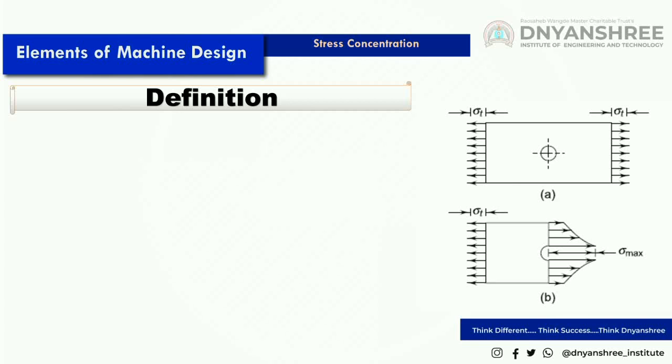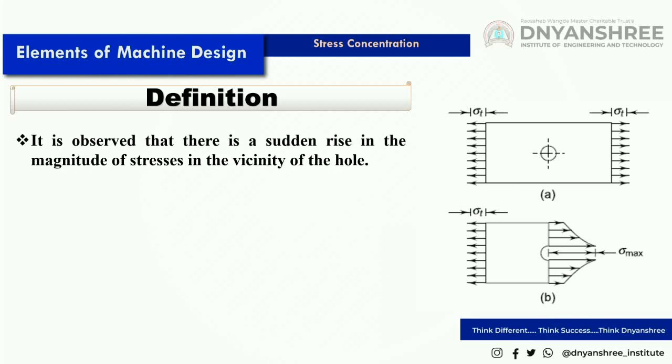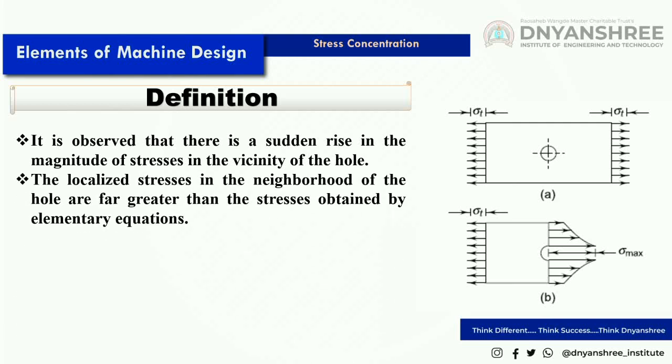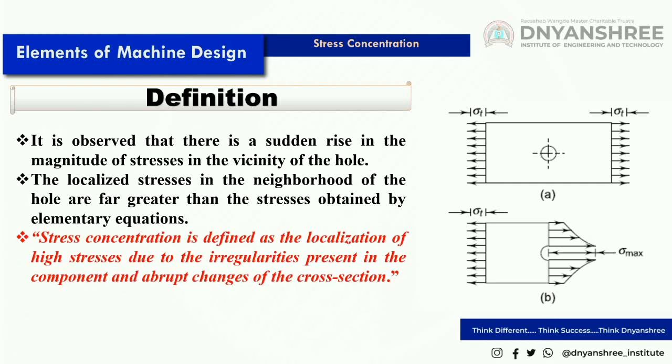So let us see the definition. It is observed that there is a sudden rise in the magnitude of stresses in the vicinity of the hole. The localized stresses in the neighborhood of the hole are far greater than the stresses obtained by elementary equations. In the diagram, sigma T is the stress obtained by elementary equations, but in the vicinity of the hole, sigma max is there. There is no consideration of sigma max in the elementary equations, so for that, stress concentration is introduced.